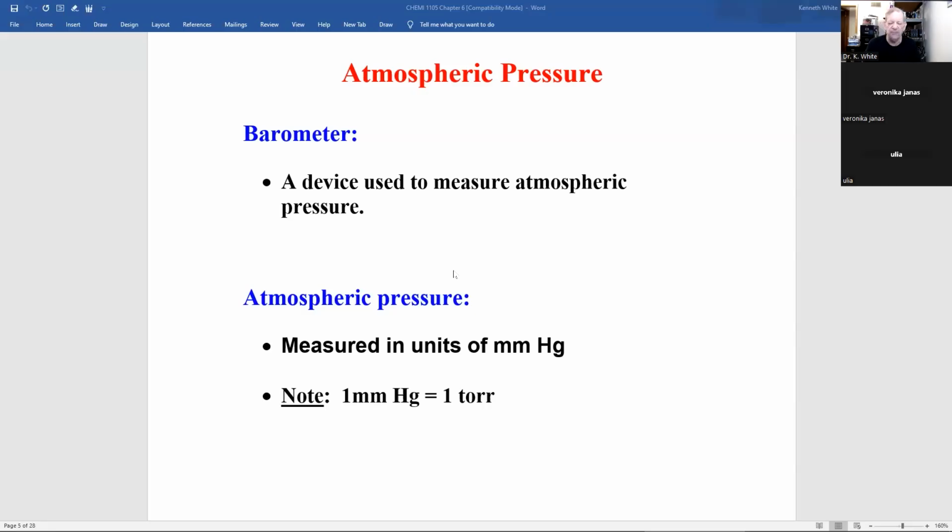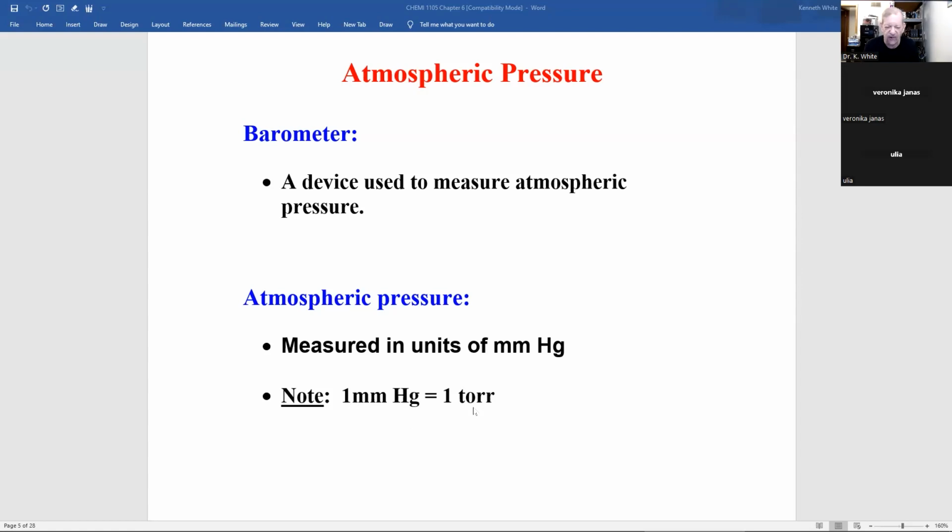And the device to measure atmospheric pressure is called a barometer. And the atmospheric pressure is measured in one unit called millimeters of mercury. Millimeters, that's the distance, Hg, chemical symbol for mercury. Now, 1 millimeter of mercury, Hg, is also equal to 1 torr.